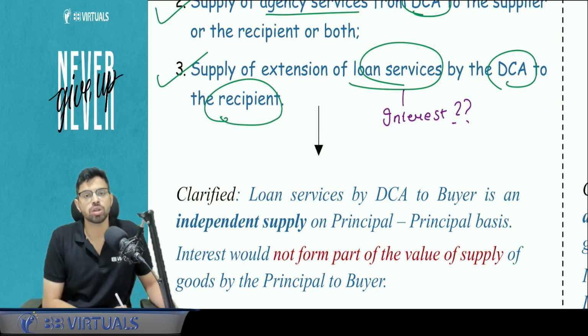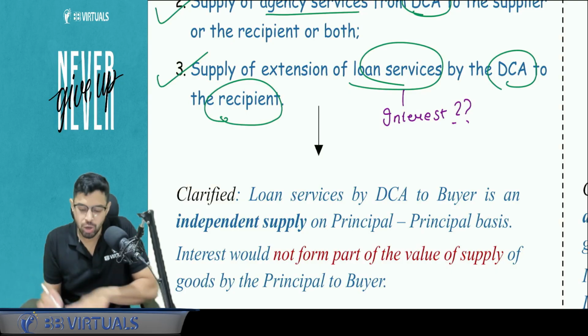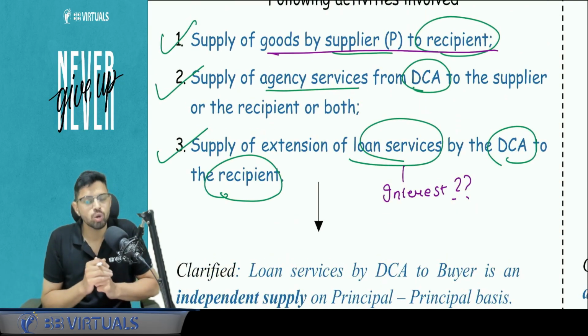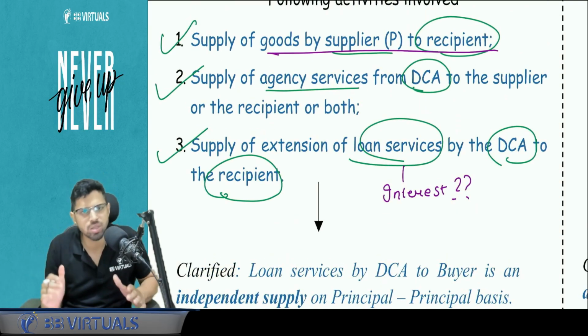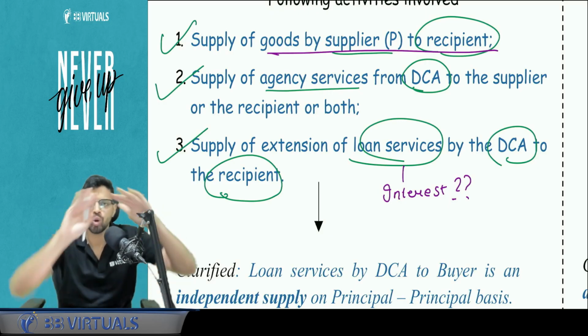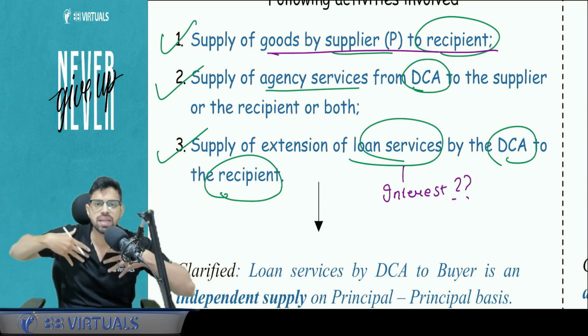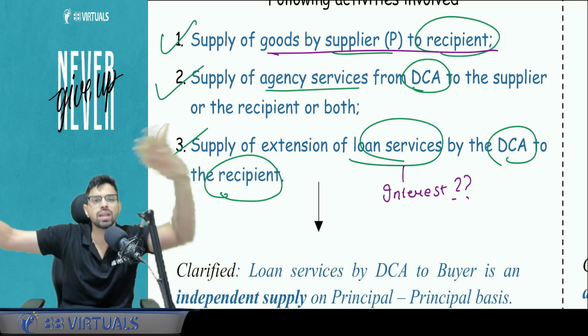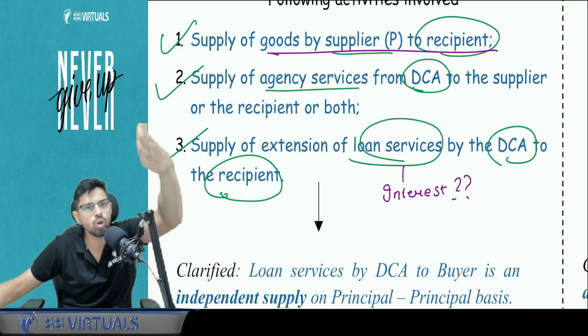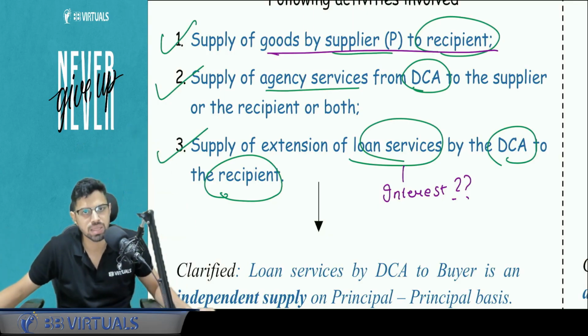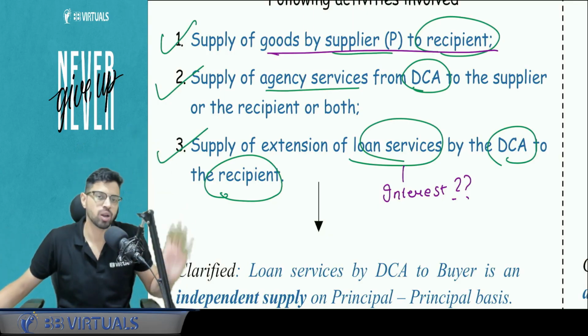What about the interest on this loan? Will this form part of the valuation of goods by seller to the recipient, the principal to the customer? Answer is no. Why will it form part? Both are separate transactions. I am a DCA, I gave a loan to the customer, you are the principal, you supplied the goods. How do you care about what interest I am charging from the customer? So here it will not form part of the valuation.